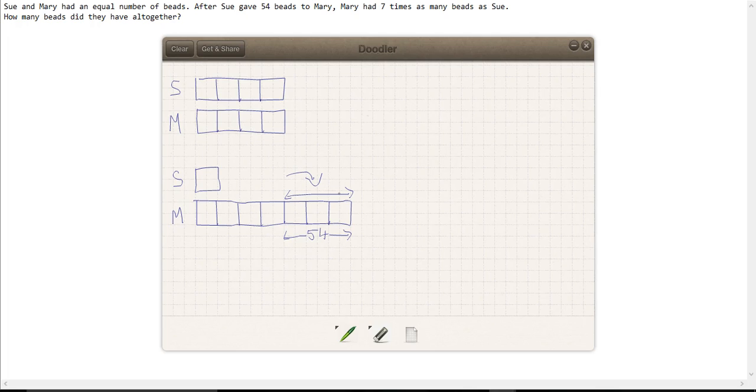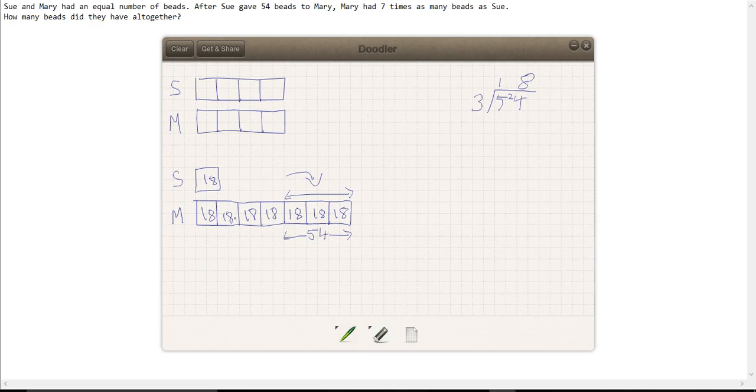So in order to calculate how much one of these equal size parts is worth, we need to divide 54 by 3. So 54 divided by 3. Okay, and that gives us 18. So each of these parts must be worth 18. Okay, and if these parts are worth 18, all of these are worth 18. Okay, 18, 18, 18, 18. Okay, all of these parts are worth 18.